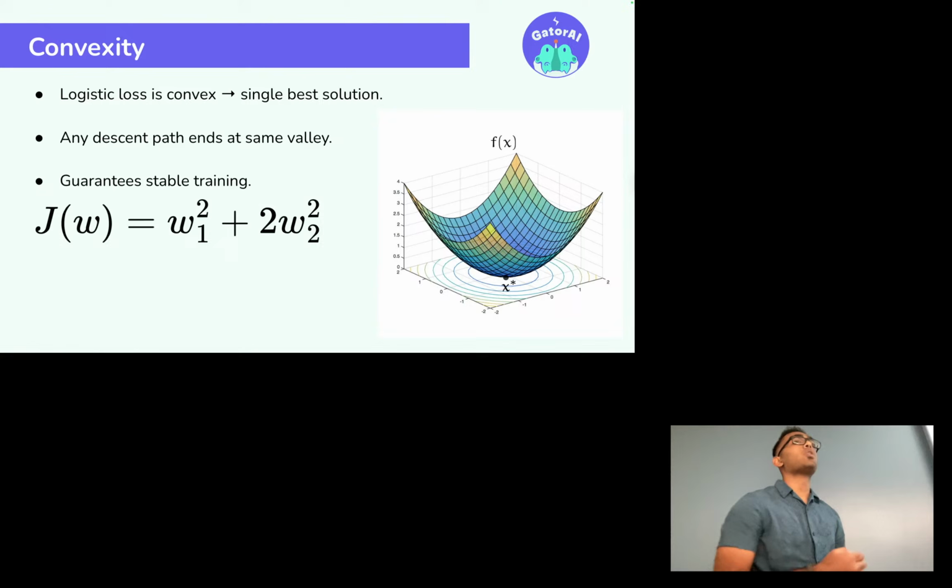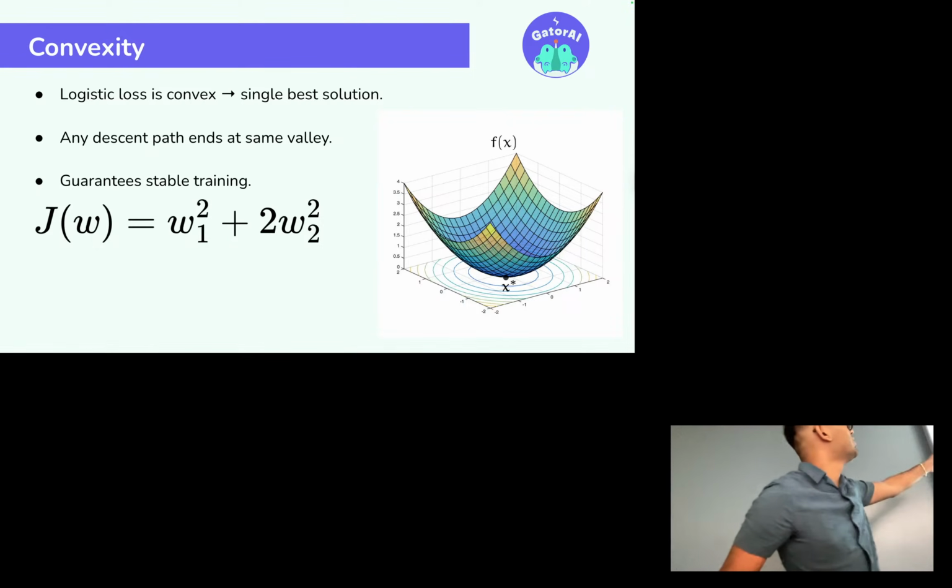And certain models like deep neural networks aren't convex because their data is just so non-uniform, and that's why training them is harder. But for the purpose of this lecture, we're assuming that our data is uniform. And this is a function that guarantees stable training.